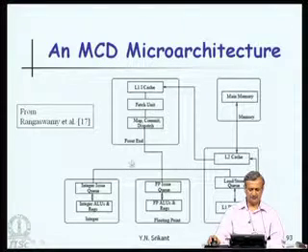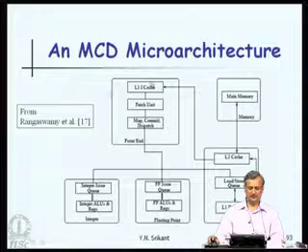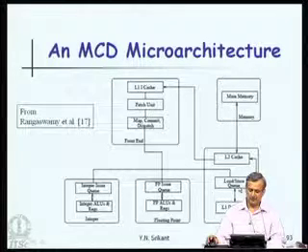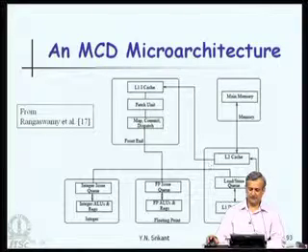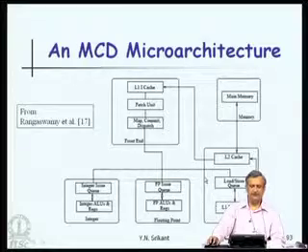Here is an example of an MCD microarchitecture. There is a front end which does fetch and decode. This is one domain. Main memory itself is another domain. The L1 data cache, load queue and L2 cache form one more load domain. Then there is a floating point domain and an integer and register domain. So, this is a 5 domain processor.